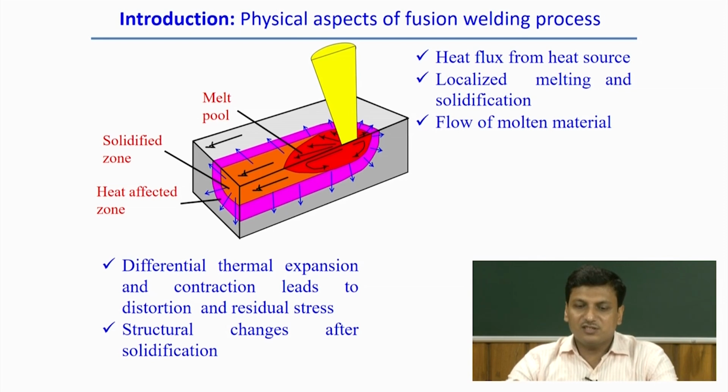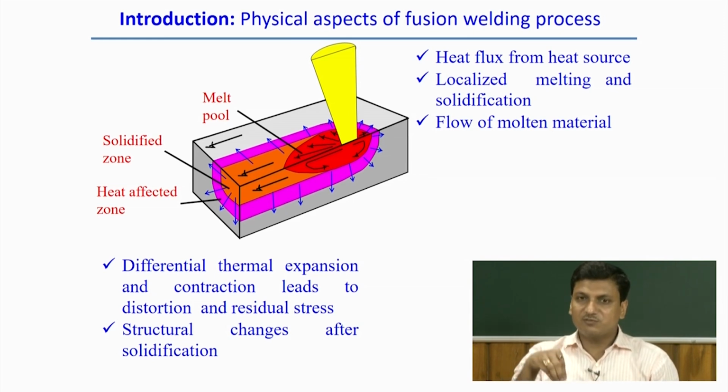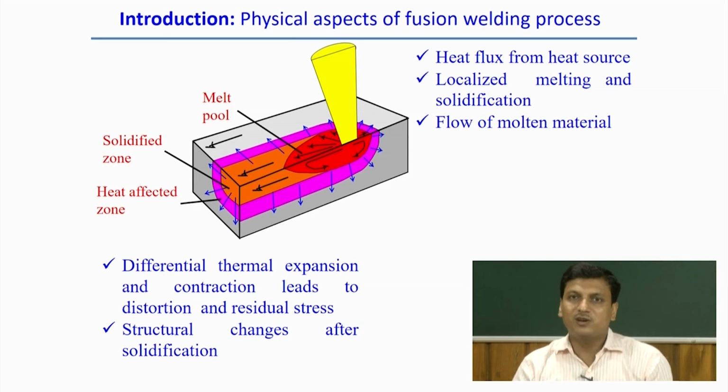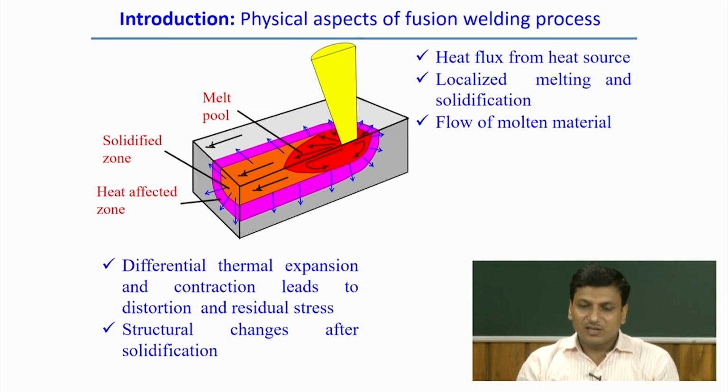So, this is the typical characteristic. If we see the physical aspect point of view, here you see there is an application of the heat flux from the heat source, the localized melting and solidification, and within this molten pool there is a flow of the molten material. We often neglect the flow of the molten material, but that has some importance also, and we will discuss this one.